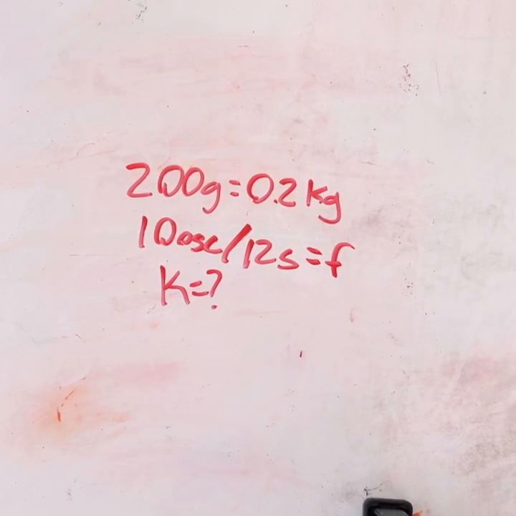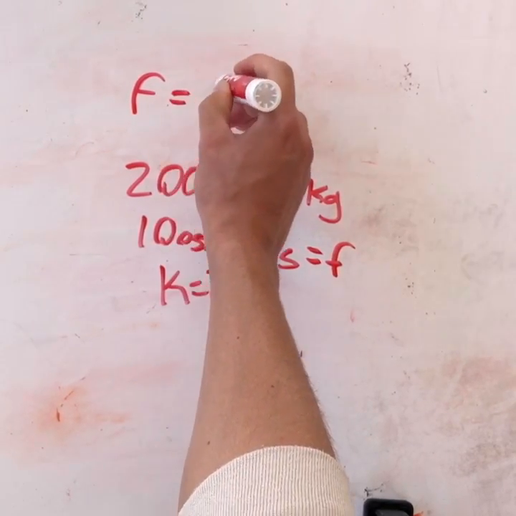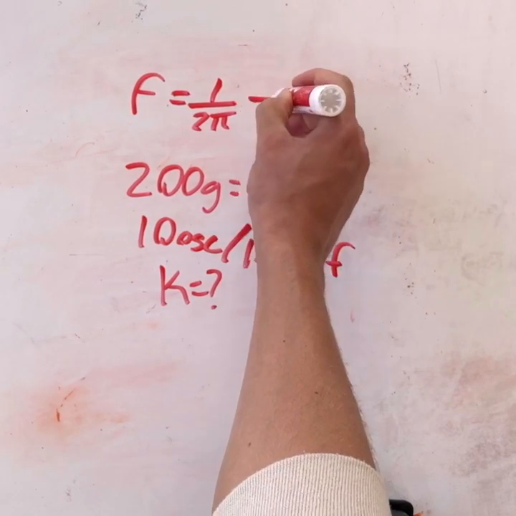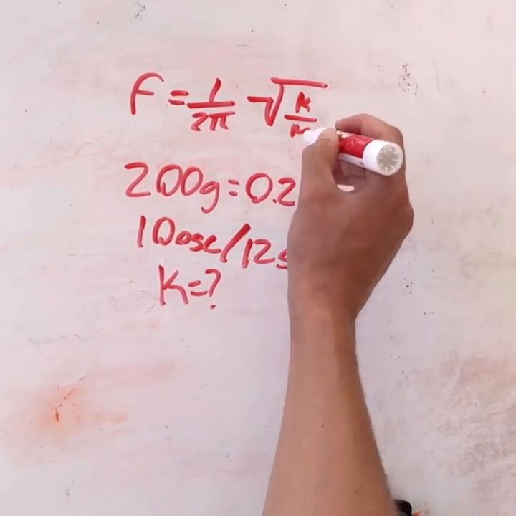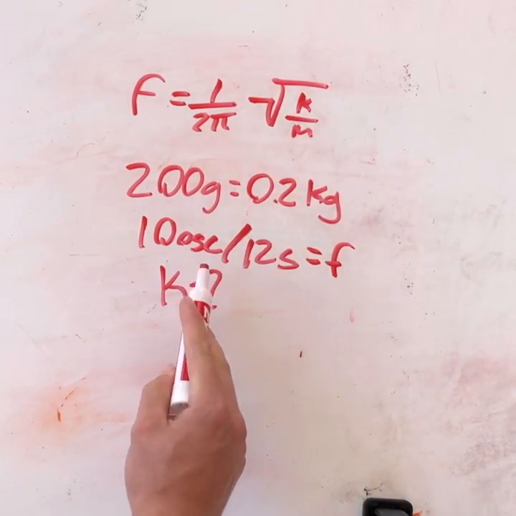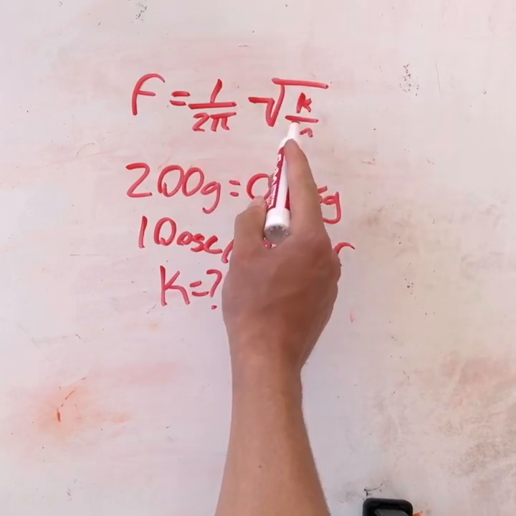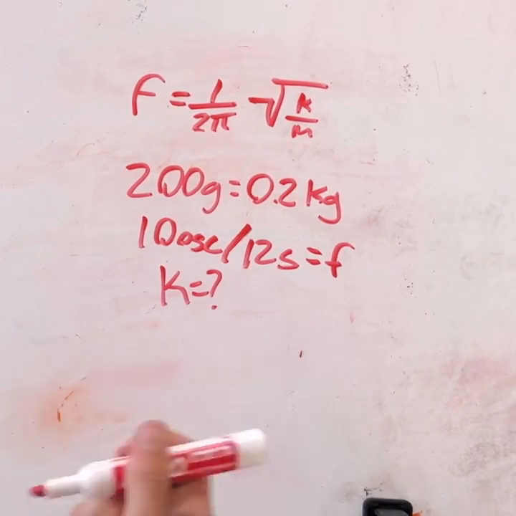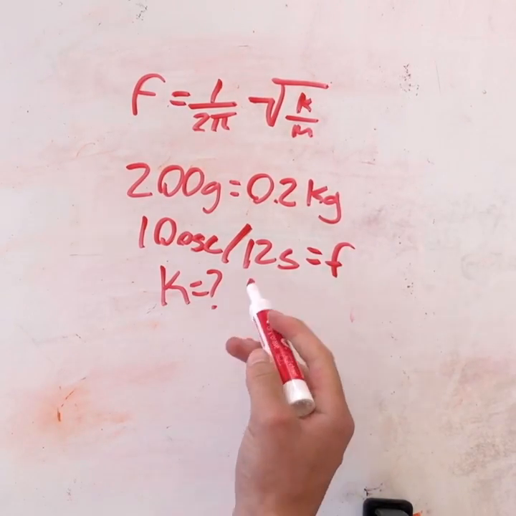All right, so formulas we have that involve k. Well, we have frequency is equal to 1 over 2 pi times the square root of k divided by m. All right, we have the mass, that's good. We have the frequency, that's good. 2 pi is just a number, and k is our unknown. So we can actually work it out with this formula. So let's go ahead and start by isolating k.